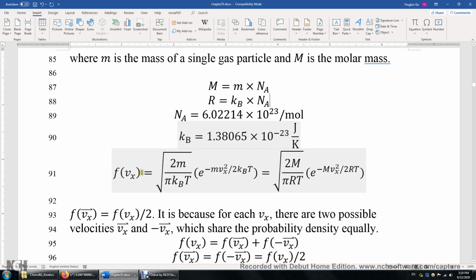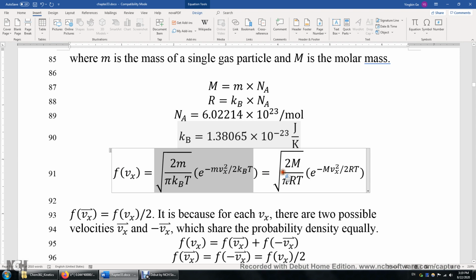So we have two equations for the probability density of speed, one here, one here. They are exactly the same. It's just that this m over kB is replaced with uppercase M over R. Same here. You have this lowercase m over kB, and it's the same as this uppercase M over R. Again, the uppercase M is the molar mass, typically in kilogram per mole.